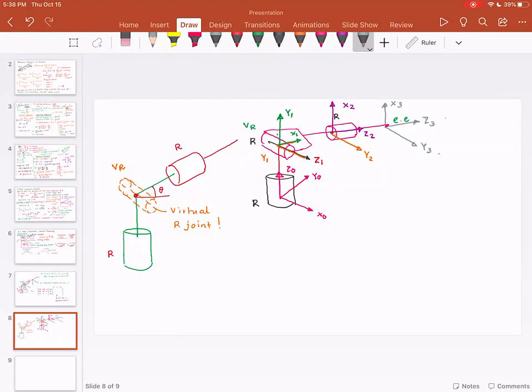Before I proceed any further, did everyone understand what we did? We added a virtual joint, VR, that allowed us to make this revolute joint and the end effector perpendicular. Now, please note, first I'm going to find out 0R1. When I find out 0R1, this is theta 1. I'm going to add theta 2 here. Then I'm going to add theta 3 over here.